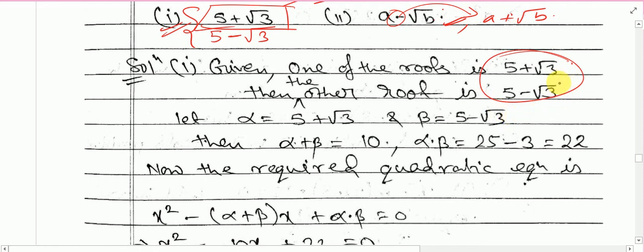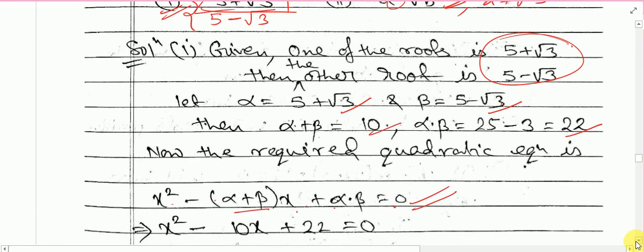And once you know the roots, you can easily write down the quadratic equation using this formula: x square minus sum of the roots into x plus product of the roots. Suppose I take this to be alpha, then the other, beta, will be 5 minus root 3. Sum of the roots will be 10 and product of the roots will be 22. The required quadratic equation will be x square minus alpha plus beta into x plus alpha into beta. This is very easy, and this type of question may come for 2 marks.